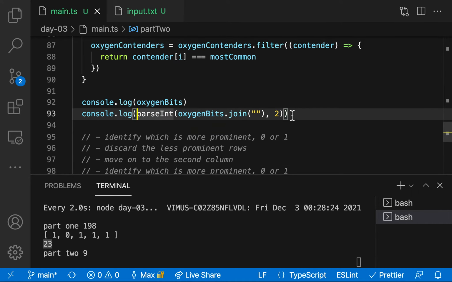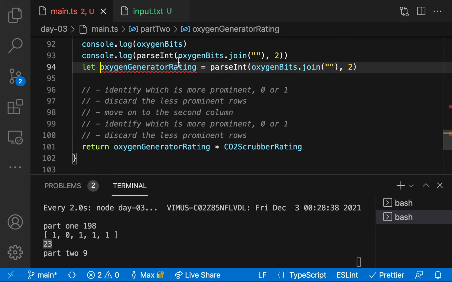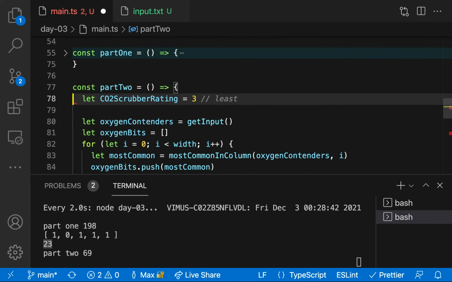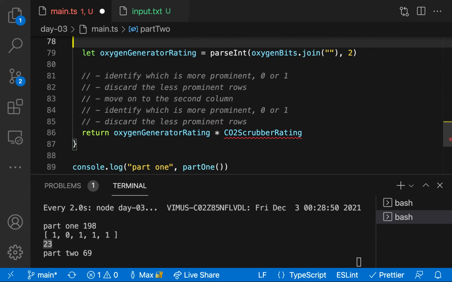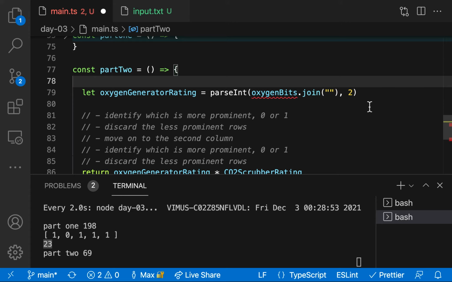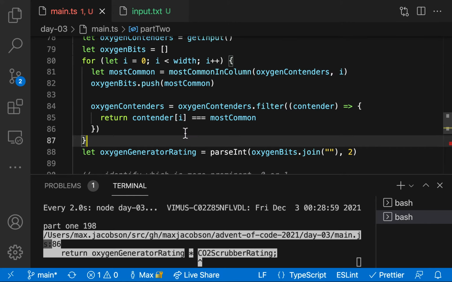Right, so that part looks correct. So then we'll just say, basically, oxygen general rating equals this. Right, I guess this is kind of junk now. And then let's just do it again. Whoa, what did I just do? No, I didn't mean to delete all of that, just that part.